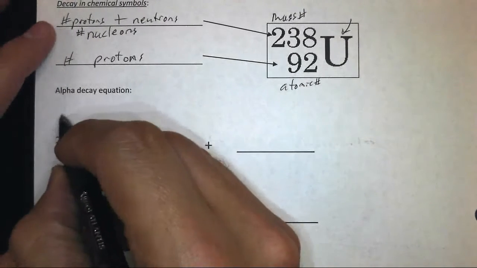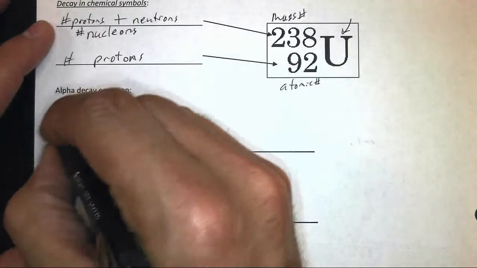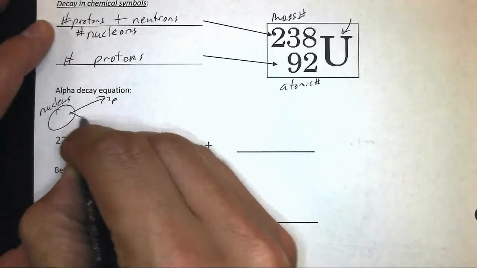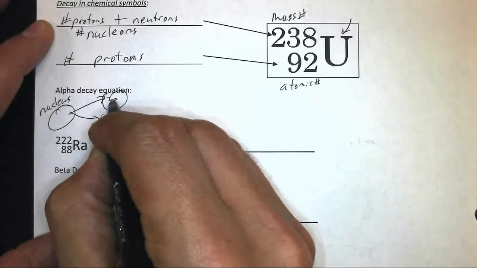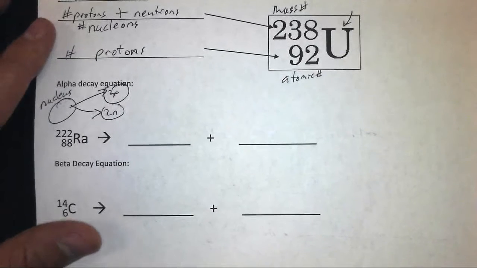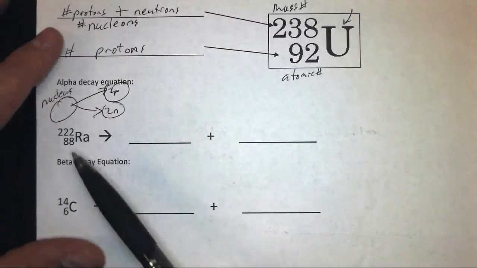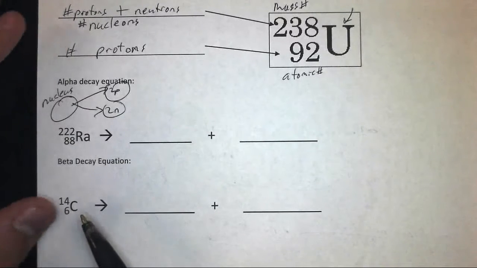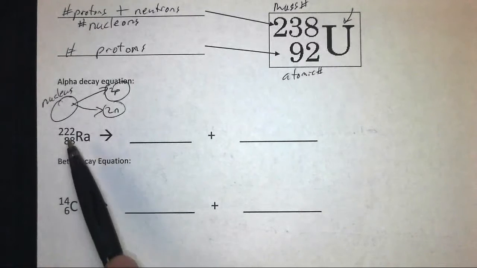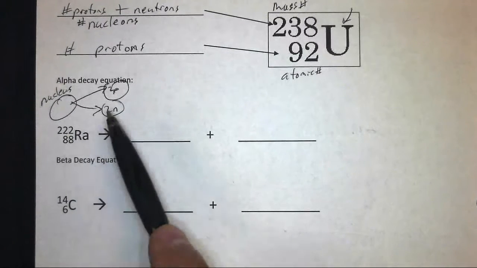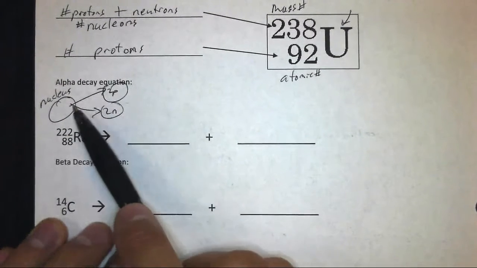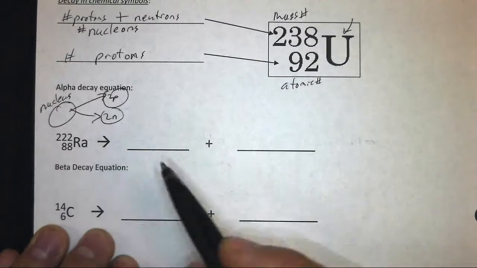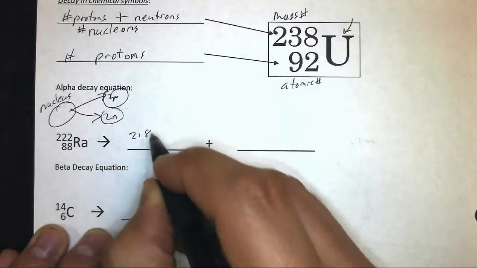So let's talk about alpha decay. Remember, with alpha decay, from inside the nucleus we get 2 protons and 2 neutrons that are released. They get ejected, they go away. And so we need to think about what happens to each of these numbers. The mass number in this one is 222. It's radium. This represents the number of nucleons. Well, we lost 4 nucleons. We lost 2 protons and 2 neutrons. 2 plus 2 is 4. So this number goes down by 4. 222 minus 4 is 218.